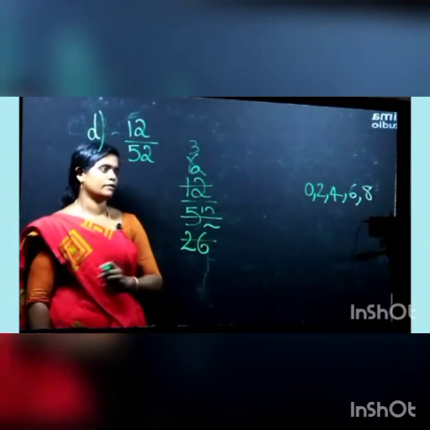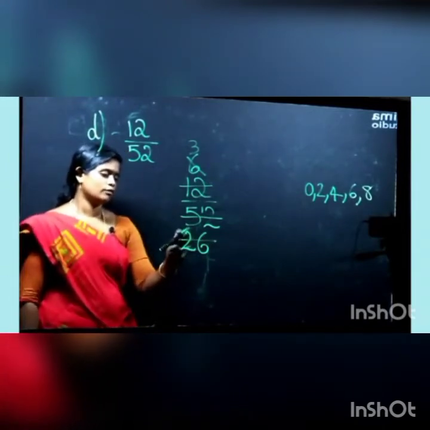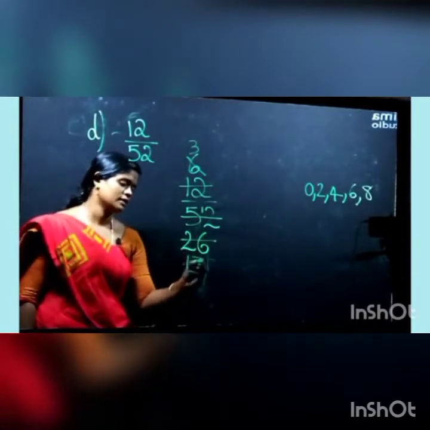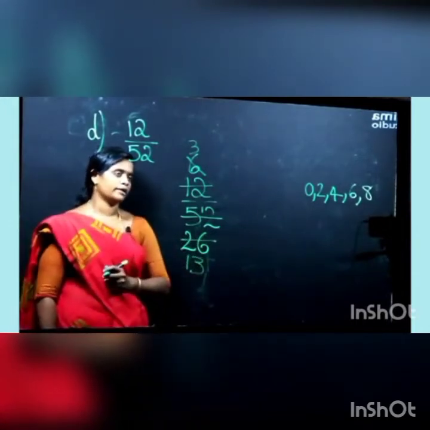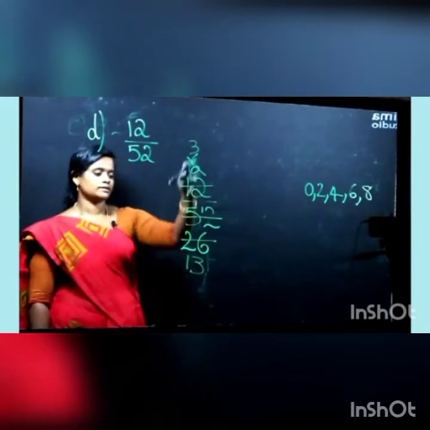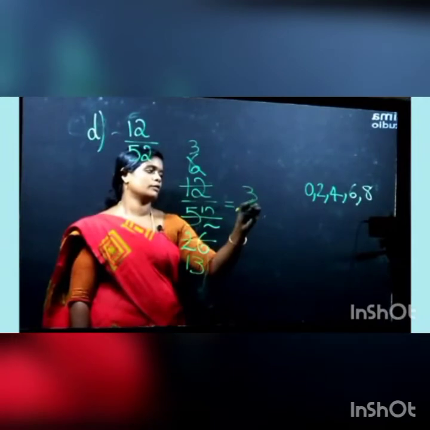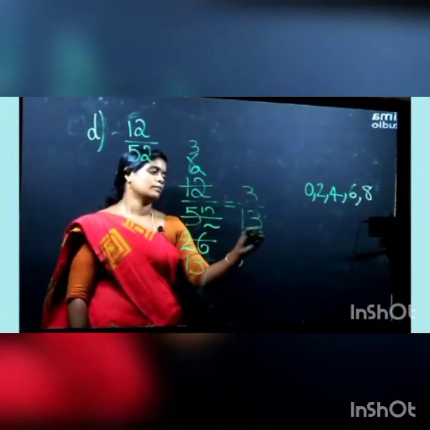Here also we divide by 2. Since 1 2 is 2, we write 1 here. 3 2s are 6, we write 3 here. Now this 3 and 13 are in simplest form, because both of them have no common factors.